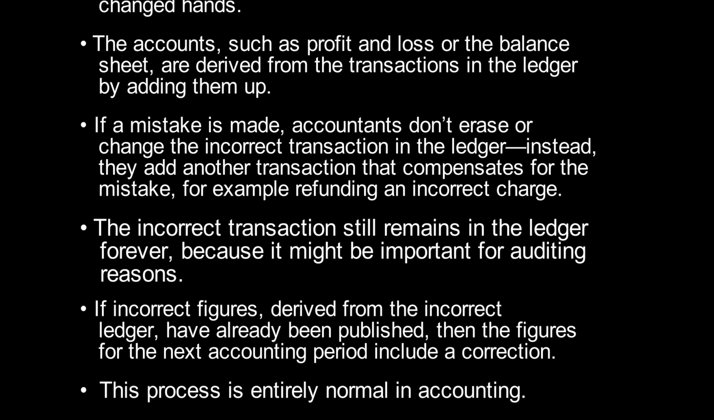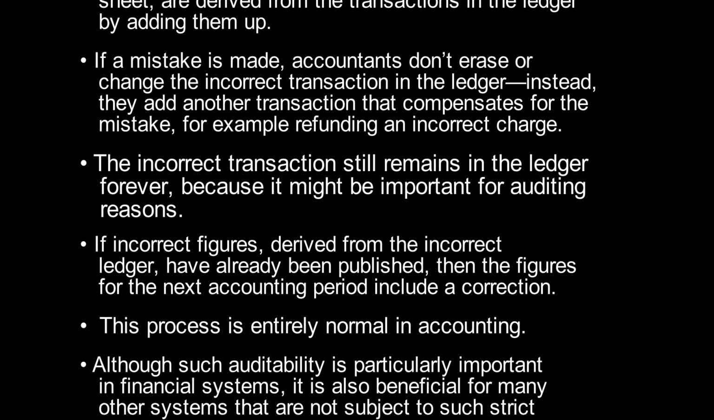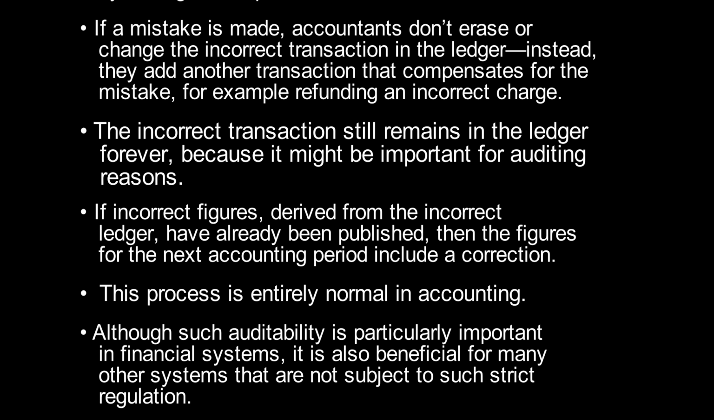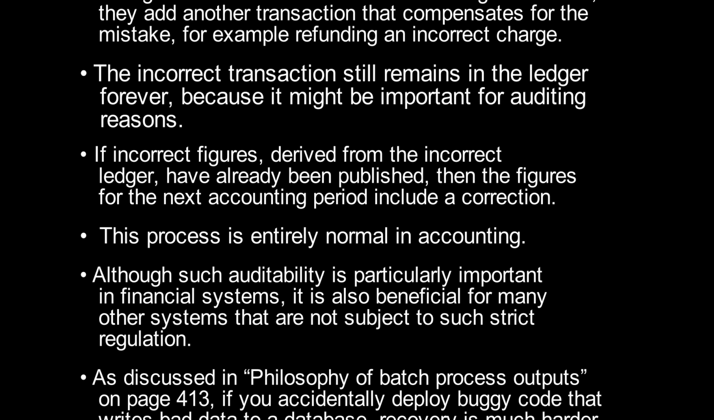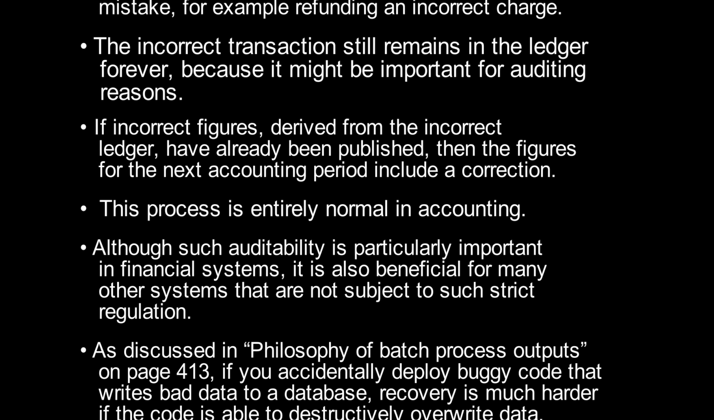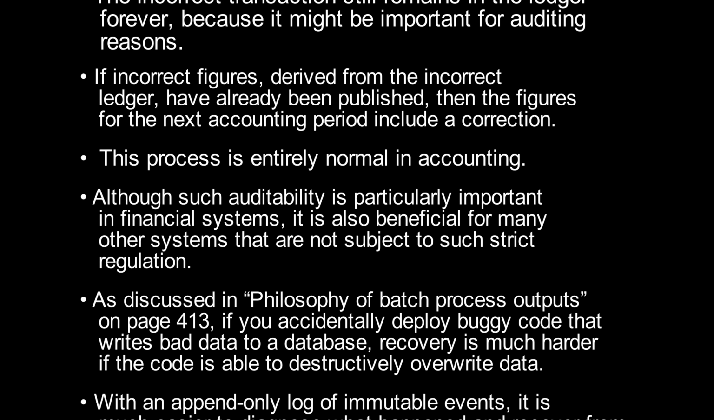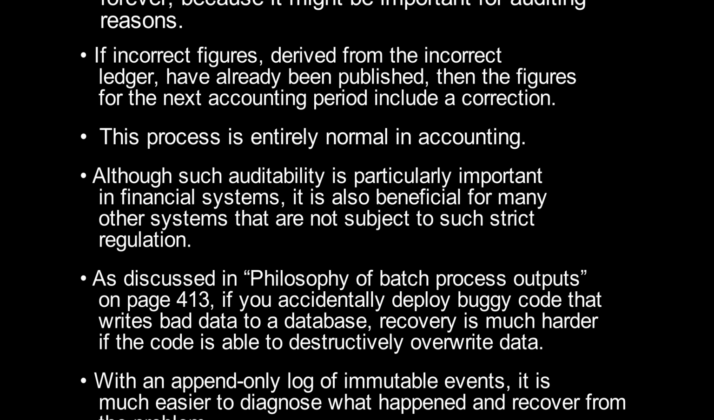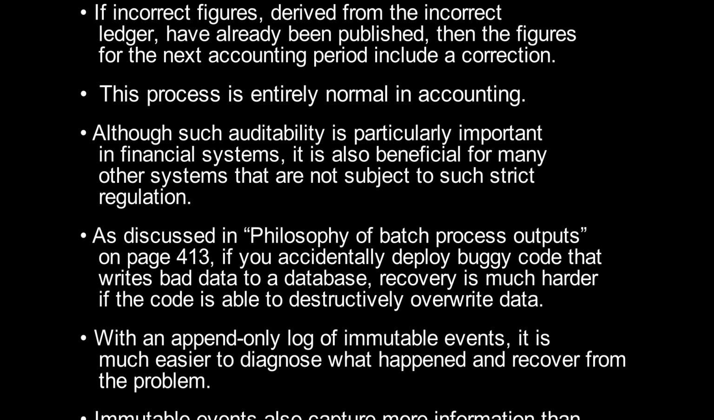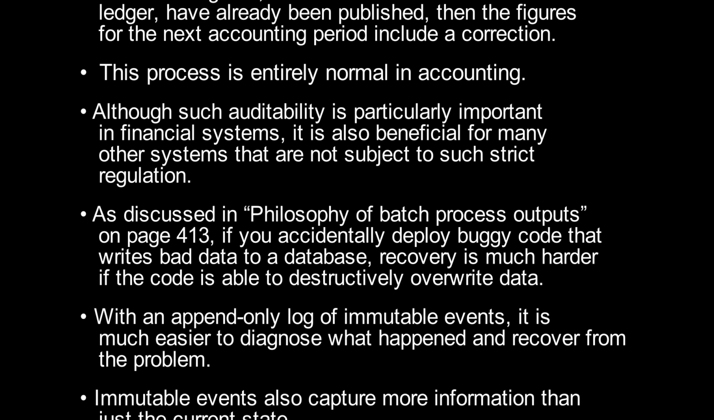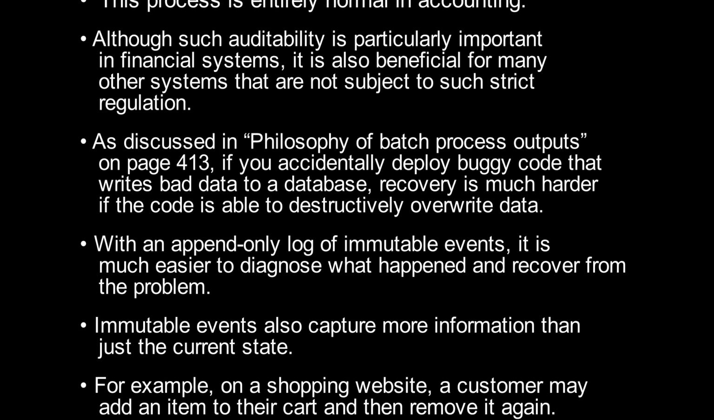If incorrect figures, derived from the incorrect ledger, have already been published, then the figures for the next accounting period include a correction. This process is entirely normal in accounting. Although such auditability is particularly important in financial systems, it is also beneficial for many other systems that are not subject to such strict regulation. As discussed in "Philosophy of batch process outputs" on page 413, if you accidentally deploy buggy code that writes bad data to a database, recovery is much harder if the code is able to destructively overwrite data. With an append-only log of immutable events, it is much easier to diagnose what happened and recover from the problem.